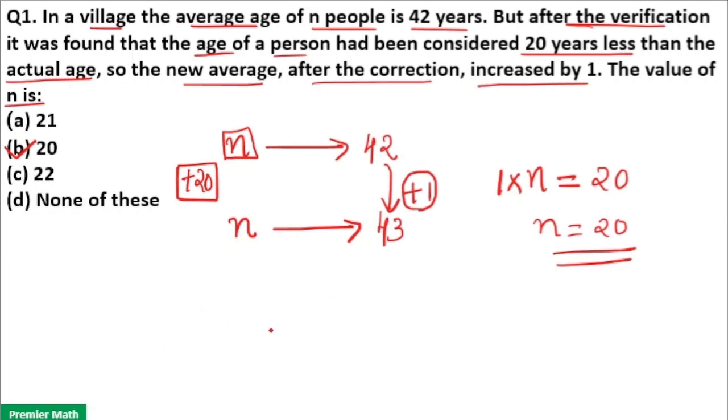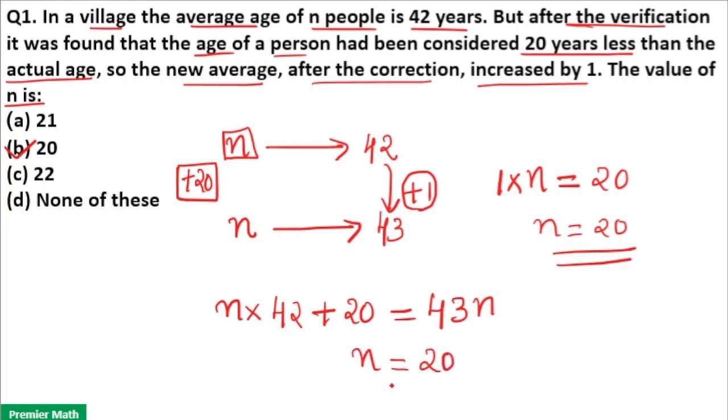You can solve this in ordinary method as well. Total number of people before the correction is n and average age before the correction is 42. That means n into 42 is the total age of the people before the correction. Then after adding 20 years to it, total age of the people after the correction will be 43n, that is number of people into average age. That means 43n minus 42n is equal to n, which is equal to 20.